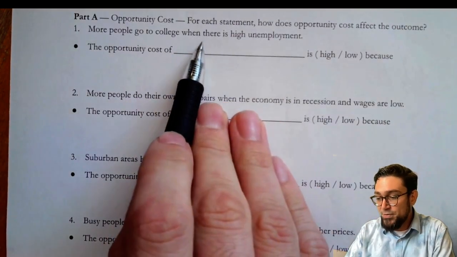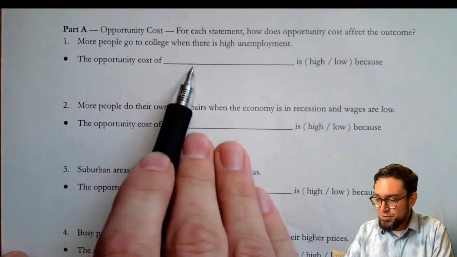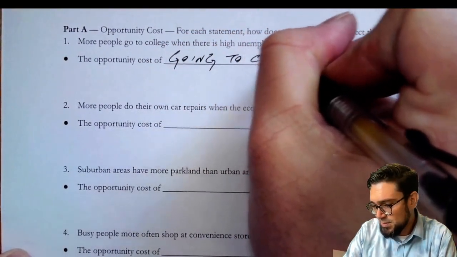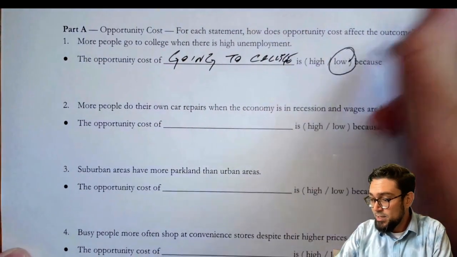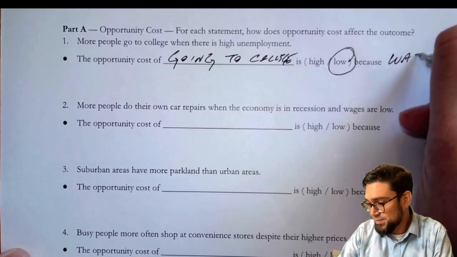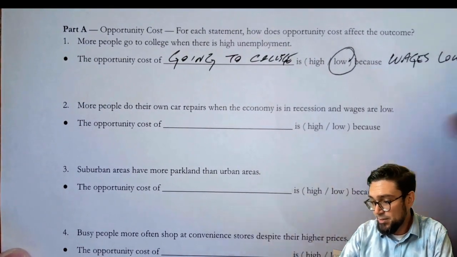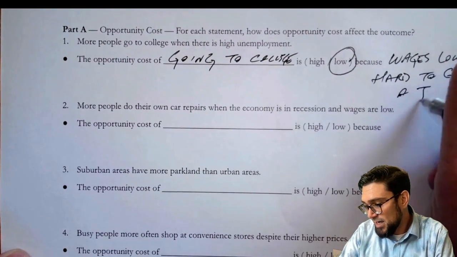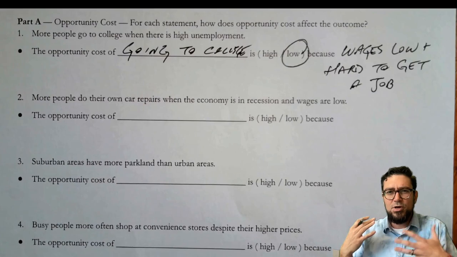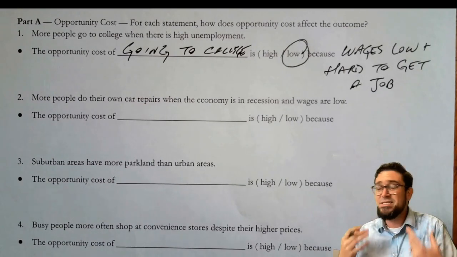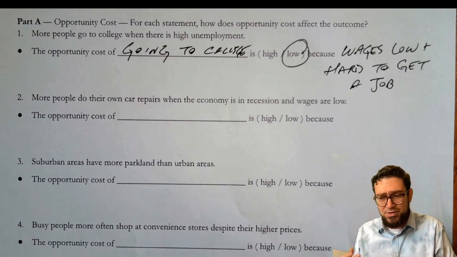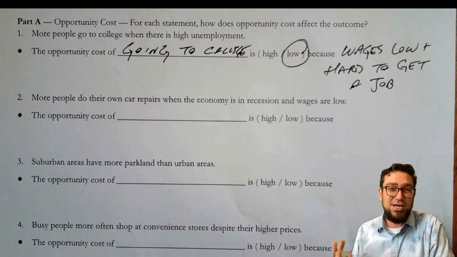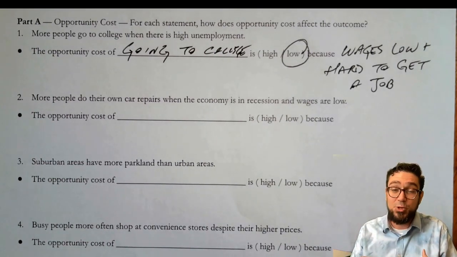More people go to college when there is high unemployment, which is a true statement. The opportunity cost of going to college, right? So it's kind of like the choice we're making, going to college. And we would say it's very low because wages are low and it's hard to get a job. And so what that really is saying is that, well, if I go to college, I'm not giving up a whole lot because it's so hard to find a job and wages are so low. So that means the thing I'm giving up by choosing to go to college is the opportunity to get a good job, but there's not those jobs there. So we'd say the opportunity cost is pretty low.